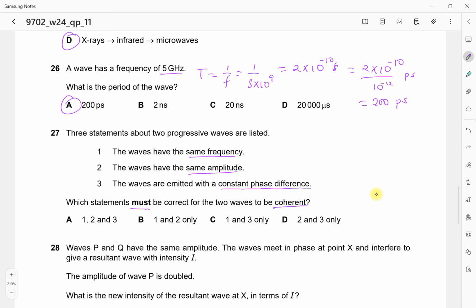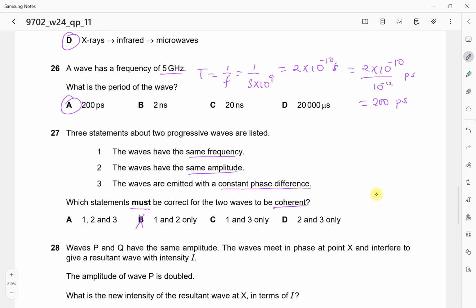Of course, for coherent waves, they must maintain a constant phase difference. So your answer should always have 3. So it means B is not going to be correct. We have A, C, and D because coherent means maintaining a constant phase difference.